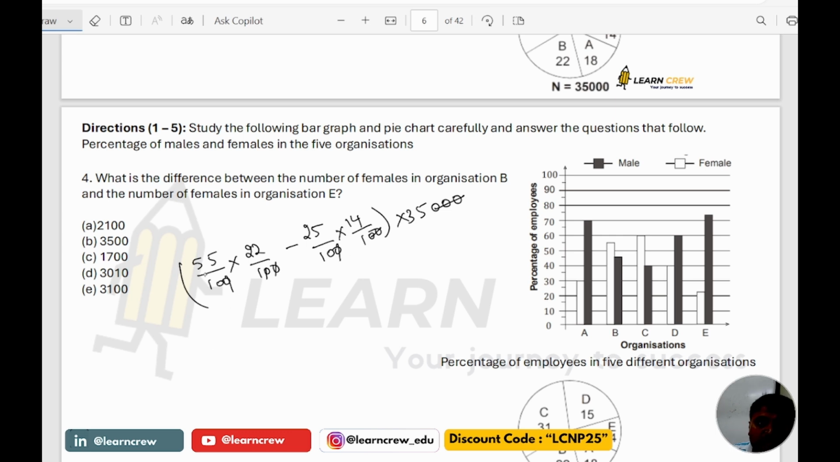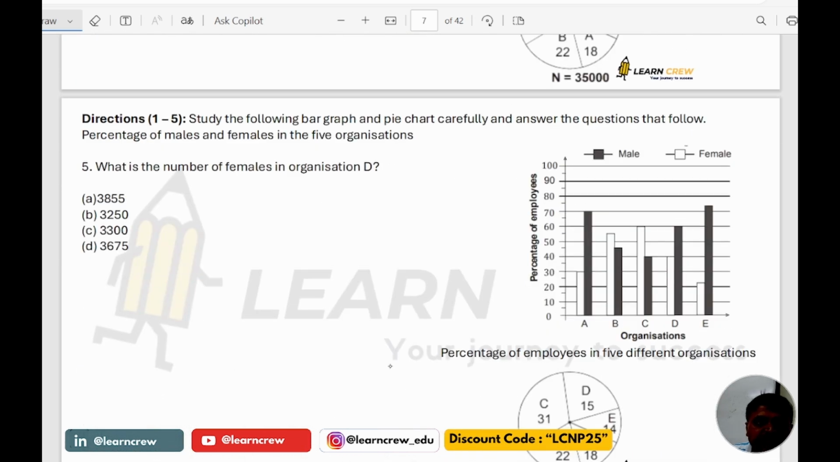Okay. Now 55 into 22 is 1210. 1210 divided by 10 is 121. Minus 25 into 14, 350. 350 divided by 10 is 35. So 121 minus 35 is 86. 86 into 35, how much are you going to get? 86 into 35 is 3010. So the answer is option D.